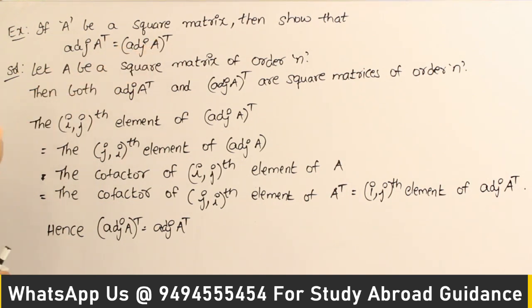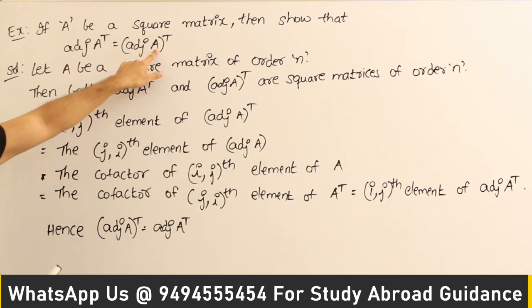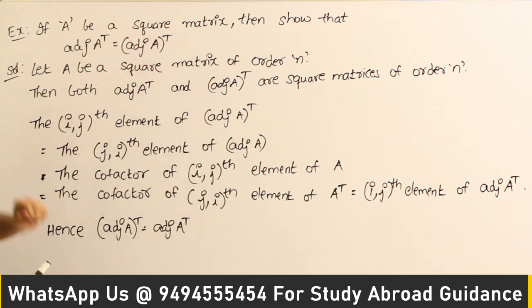of A whole transpose. The meaning of it is you take the matrix A and find the transpose of it and then find the adjoint of the resulting matrix, or you can find the adjoint of the matrix A and then take the transpose, both are going to be the same. That is what this property says. So let's see how to prove it.